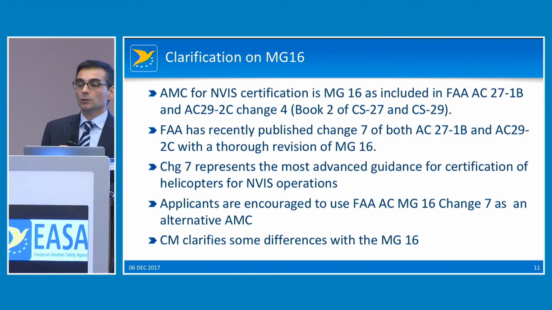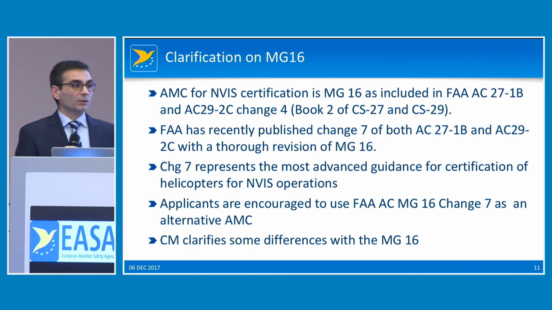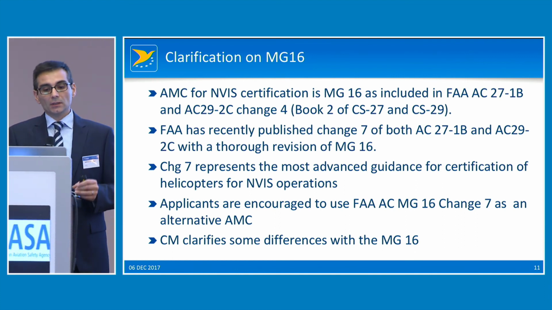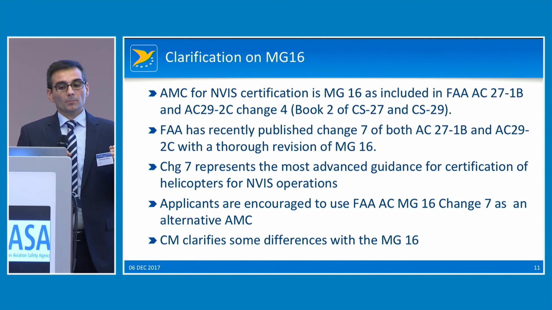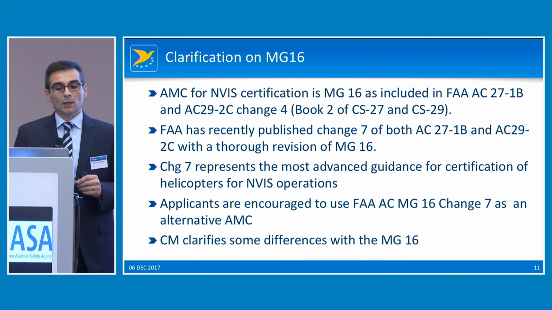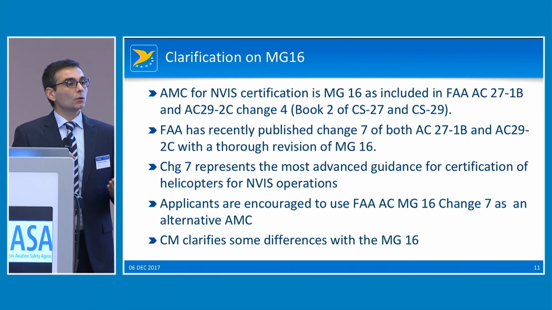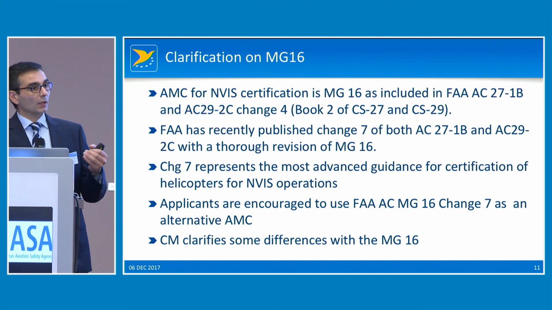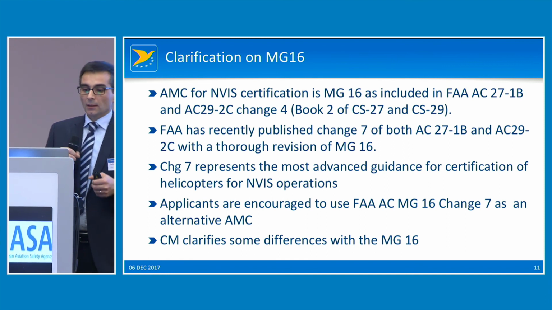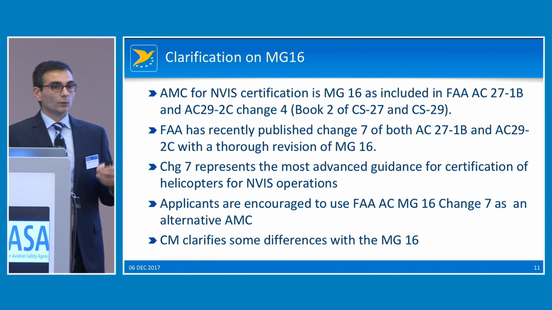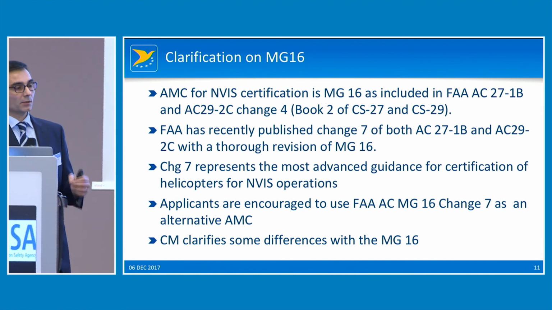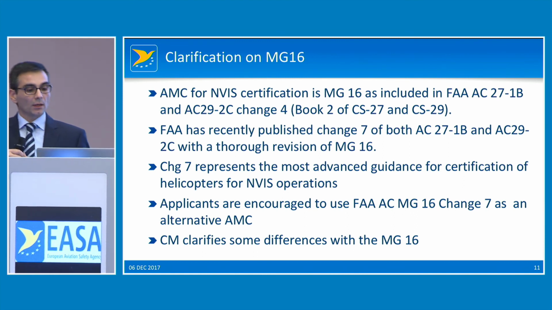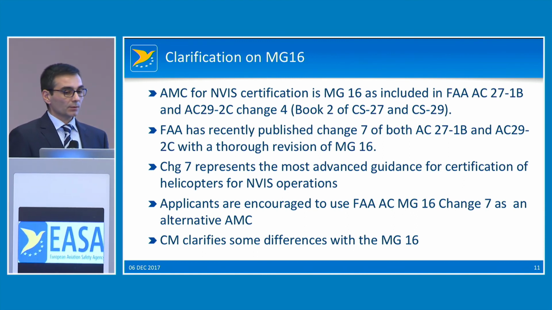Next point is clarification on the MG16. Nowadays, Amendment 4 of CS29 has in its Book 2 a reference to the AC29 change 4. The FAA has recently, last year actually, published the change 7, which of course does not go into our Book 2 yet. We are working on it, and we are going to endorse the change 7 by mid of next year. However, we think that the change 7, and therefore the new MG16, represents the most advanced guidance material that you can have on NVIS. Therefore, all applicants are encouraged to use the MG16 change 7 as an alternative means of compliance.